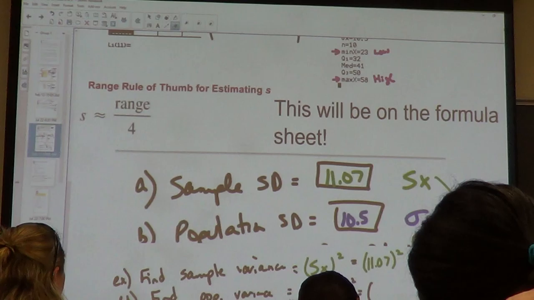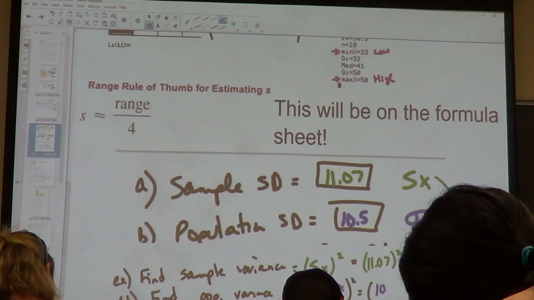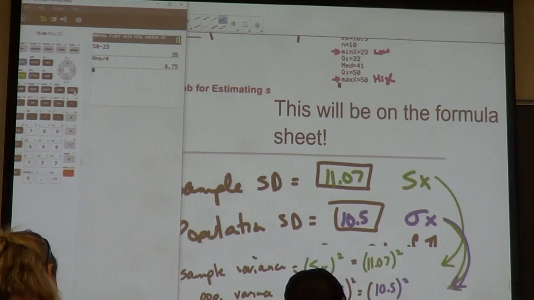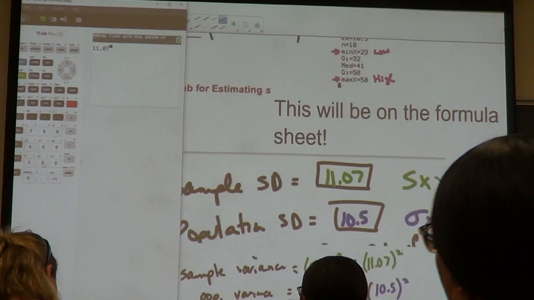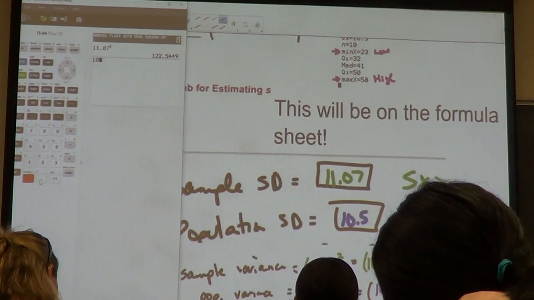A second one would be 10.5 squared. So if I go to my calculator, 11.07 to the second, and 10.5 to the second. There's my variance.